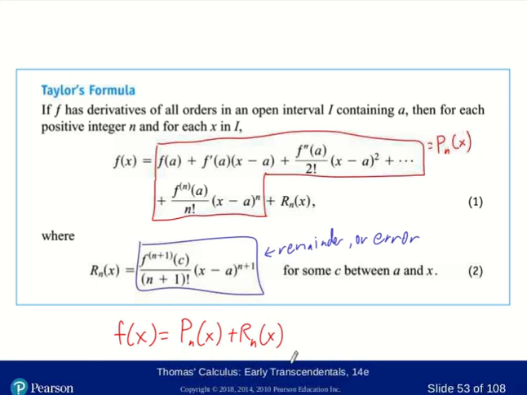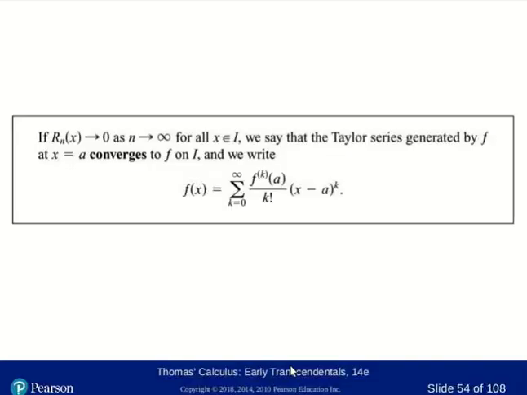And so that's exactly what we're going to look for. We're going to say, okay, if the remaining piece, that remainder, that n plus first derivative, goes to 0 when n goes to infinity for every x value in the interval, so we need to show that that happens for any x value in the interval of concern, then the Taylor series is going to converge to the function on that interval.